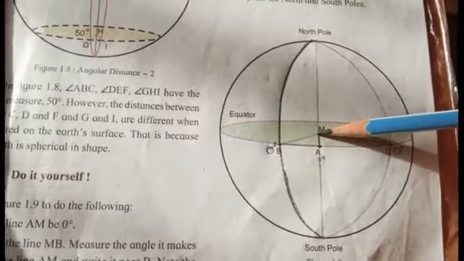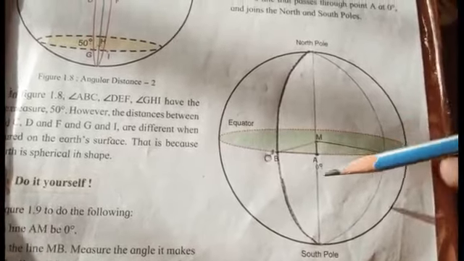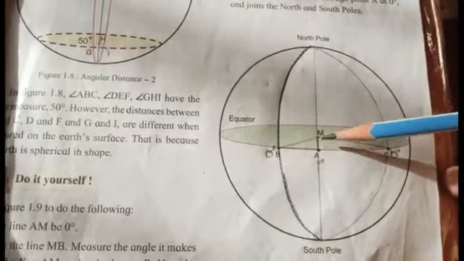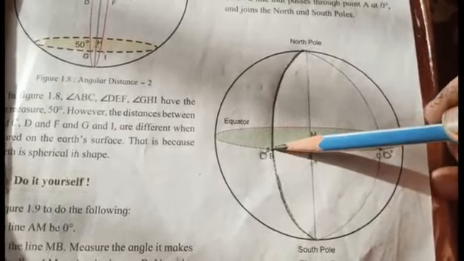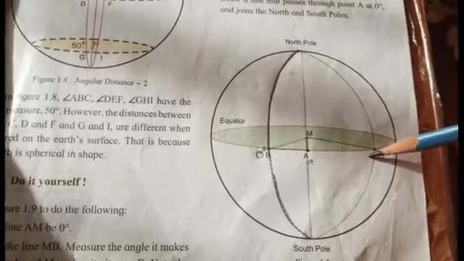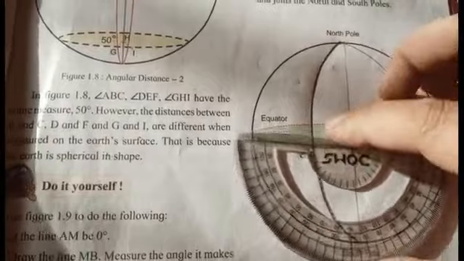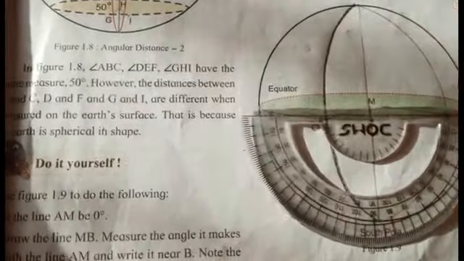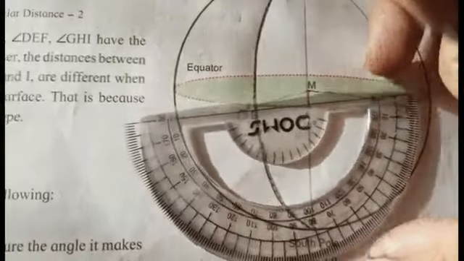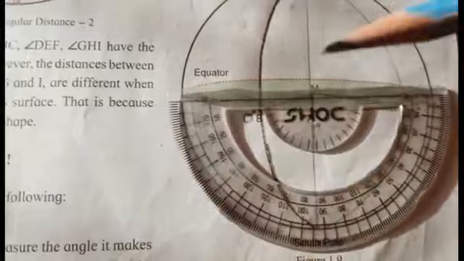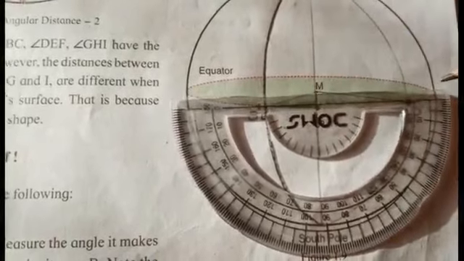Here I have drawn the lines from point M to B and M to C. Now the angles formed are AMB and AMC, and I have joined this semicircle from north to south connecting point B, and here from north to south connecting point C. Now if I keep my protractor here at this point, you can see the angle forming here is 0 degree. See, the angle is 0 degree.